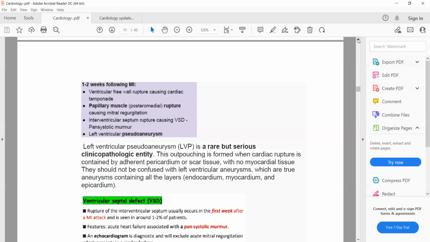So the complications that can occur 1 to 2 weeks after MI are all related to the rupture of the scar tissues, such as ventricular wall rupture, which can result in cardiac tamponade, rupture of papillary muscles, which can result in mitral regurgitation, rupture of the ventricular septum, which will result in ventricular septal defect, and rupture of the ventricular muscles with accumulation of blood in a pouch around the heart, left ventricular pseudoaneurysm.